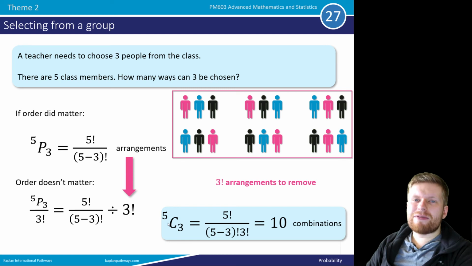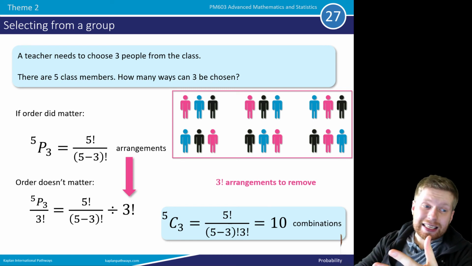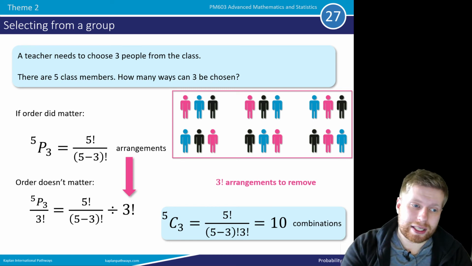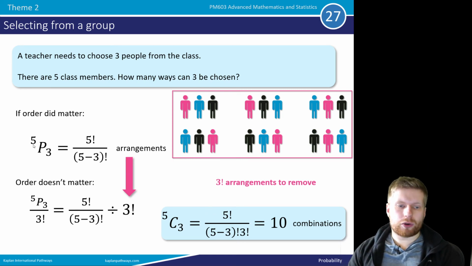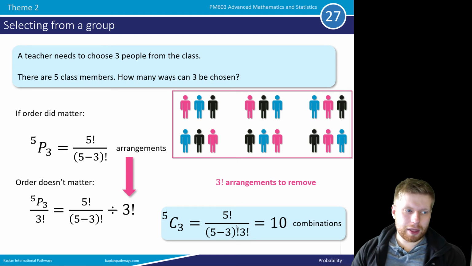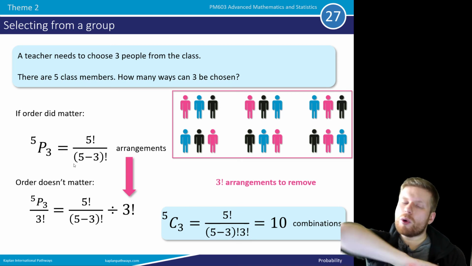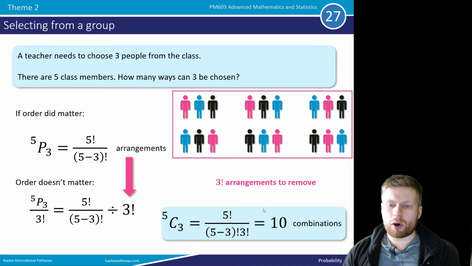We call that a 5C3. The C stands for a combination or a choice. Okay, in this case I'm choosing 3. I don't care about ordering 3. I don't care about permuting 3. Okay, so it's exactly the same kind of idea as a permutation, just the only difference is I'm removing all of the different ways of ordering the people that I choose.